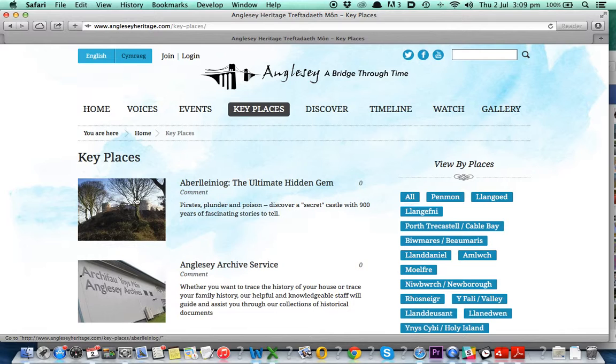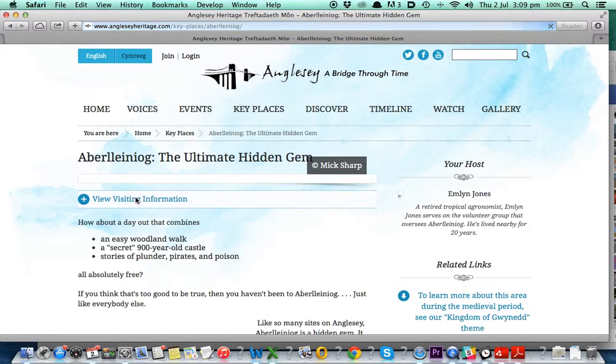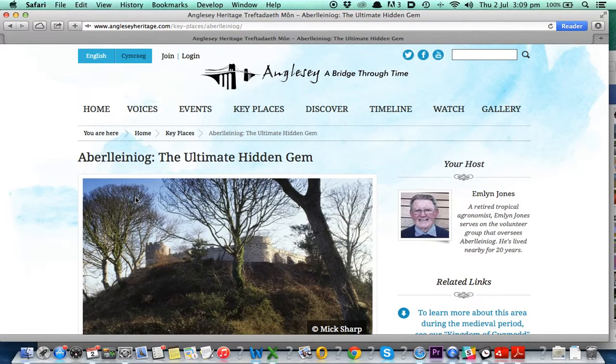So we'll start here at Aberlliniog. These places pages demonstrate a key strategy of the website, as I said, and that is, in terms of methodology, it follows Fellman's interaction design research triangle, which we speak of in the methodology chapter.